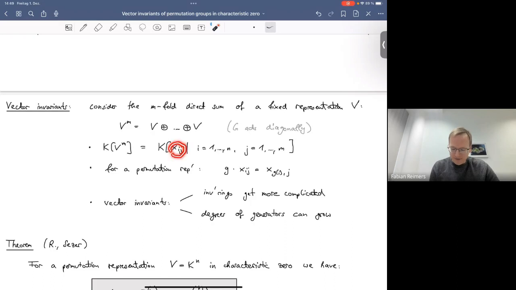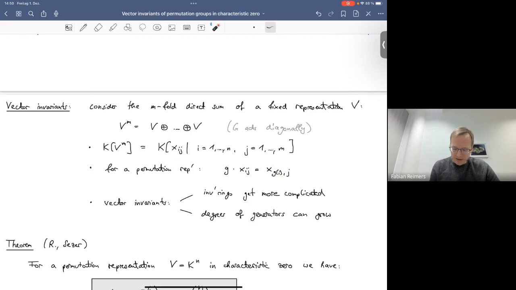So the variables are now denoted by x_ij, where i is the ith coordinate function on the jth copy, right? We have m copies, and on each we have n coordinate functions, just to keep the notation in mind. So, and we will be looking mainly at permutation representations, where, of course, the action now can be written down like this.